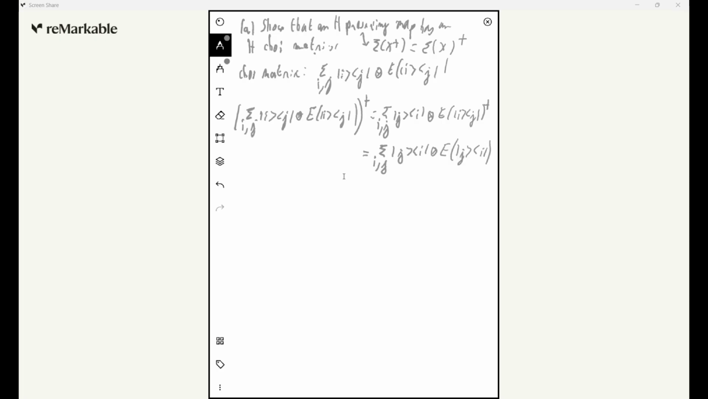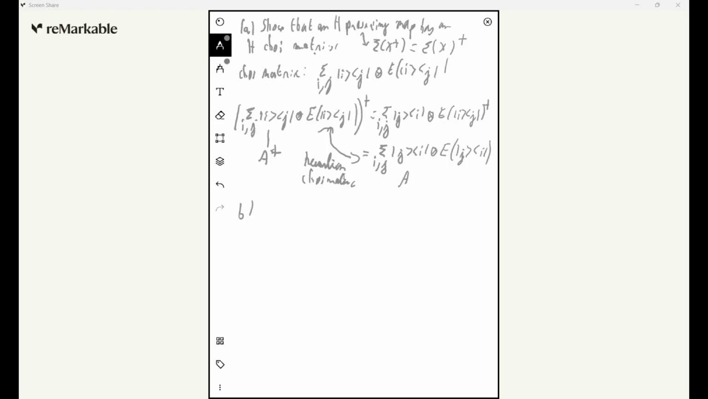And so it just proves that it's the same. So it's a Hermitian Choi matrix, because if we call it A, then here A dagger equals A, so it's Hermitian by definition.